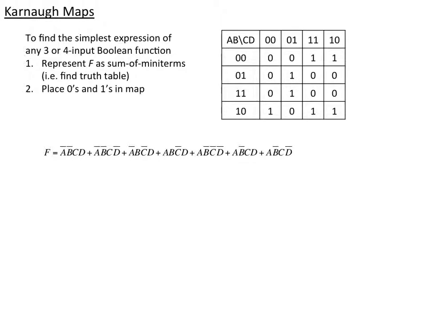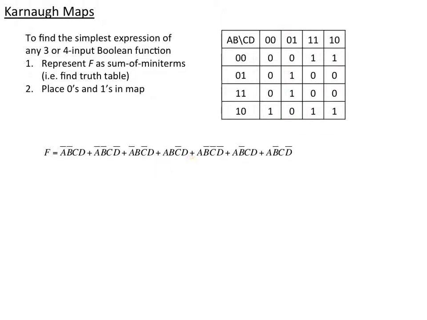So that's shown here. So here I have not A and not B. That's this row. Combined with C and D, that's this column. So I put a 1 here. Second term, still not A and not B, but now I have C and not D. C and not D is this column, so I put a 1 there. Not A and B, that's this row. Not C is one of the first 2 columns, and D makes it here, so I put a 1.